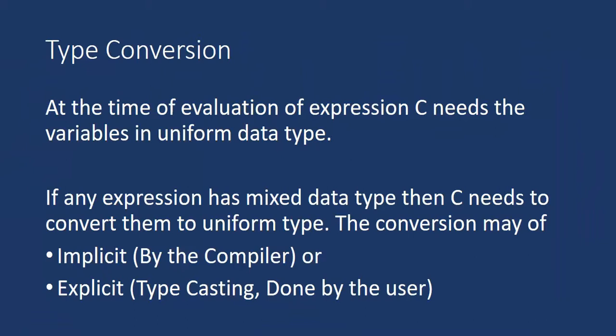So there are two kinds of type conversion. One is implicit type conversion, which is done by the compiler at the time of evaluation of the code. Another type is called explicit conversion, which is done by the user, also known as typecasting.